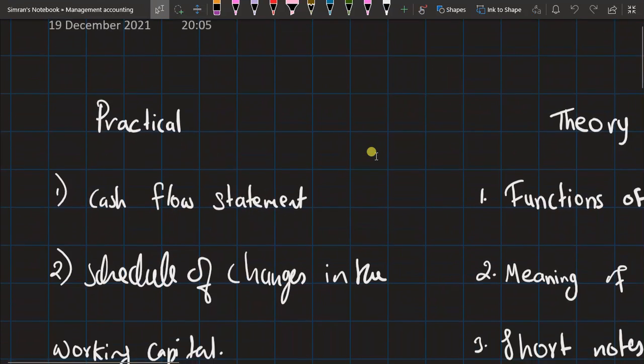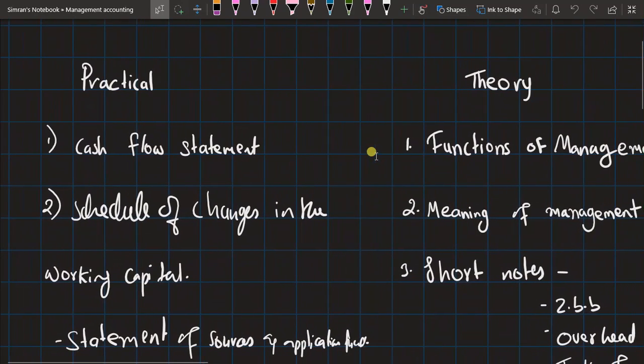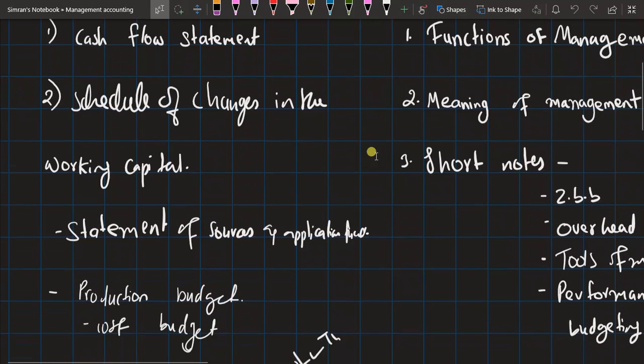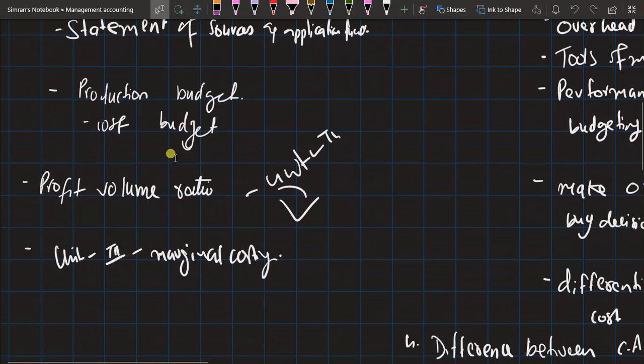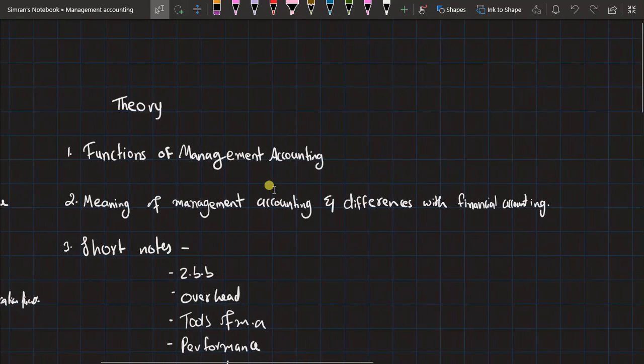So management, when it comes to management accounting, these are the questions that come quite often. When it comes to the practical part, we have cash flow statement, 11 marks or 14 marks, or schedule of changes in working capital, and then we have statement of sources and application of funds, production budget, cost budget, profit volume ratio, which we will be dealing with today, and PVR, profit volume ratio, marginal costing.